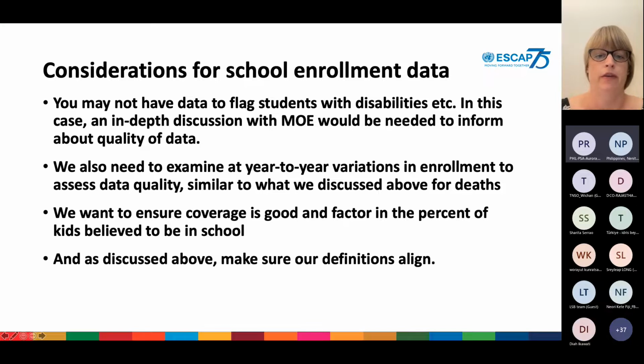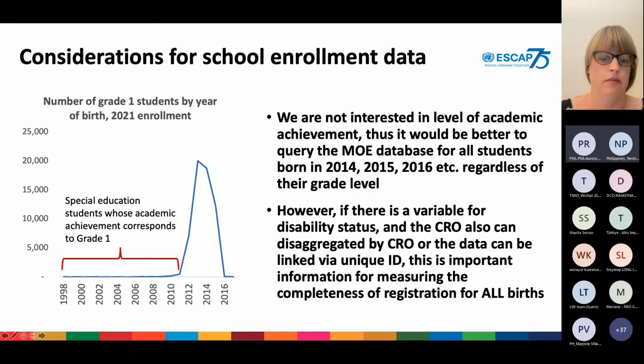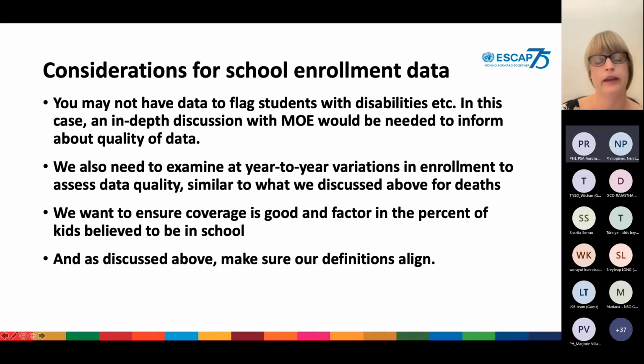You may not have data to flag students with disabilities, so you might end up graphing and you get something like this. Maybe you have these older students in grade 1. And in this case, you would have to go back to the Ministry of Education and have a discussion with them and try to understand, are these errors? Are these real students? They're based on academic achievement. How is the data put into the database? So it's just important to understand what you are looking at.